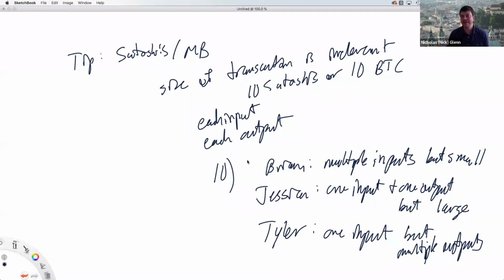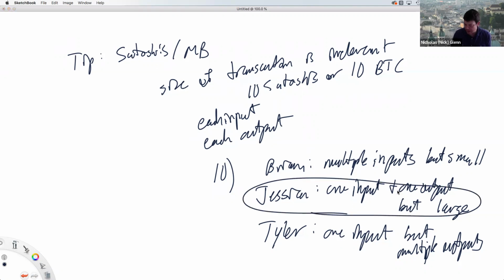And there's only so much space that can fit in a blockchain. There's a limit on it. All right. So that's what they're going to look at. They're going to look at the amount of inputs and outputs. If you have more of them, either more inputs or outputs, you're going to need a bigger tip. So in this case, Jessica's is most likely to be picked up because she only has one input and one output, whereas Brian has multiple inputs, Tyler has multiple outputs. So that's going to be actually C.